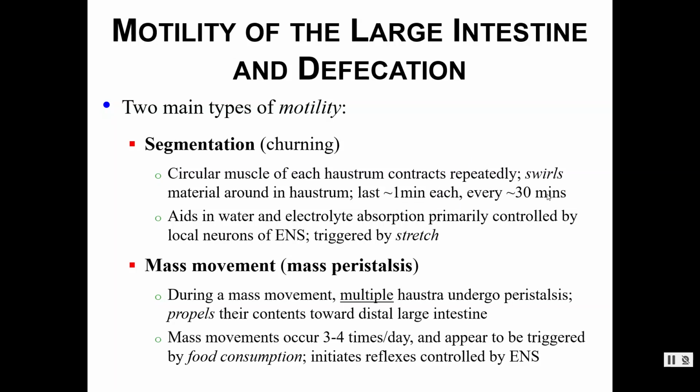This aids in water and electrolyte absorption, which is primarily controlled by your enteric nervous system, and this is triggered by stretch. So as you move materials through the large intestine, you activate further stretch receptors, and that kind of helps us say, okay, we need to do our 1 minute of churning because we've made it into the next haustrum. We also do mass movements or mass peristalsis, okay? During this process, you have multiple haustra undergoing peristalsis at the same time to propel the contents towards the end of the large intestine.